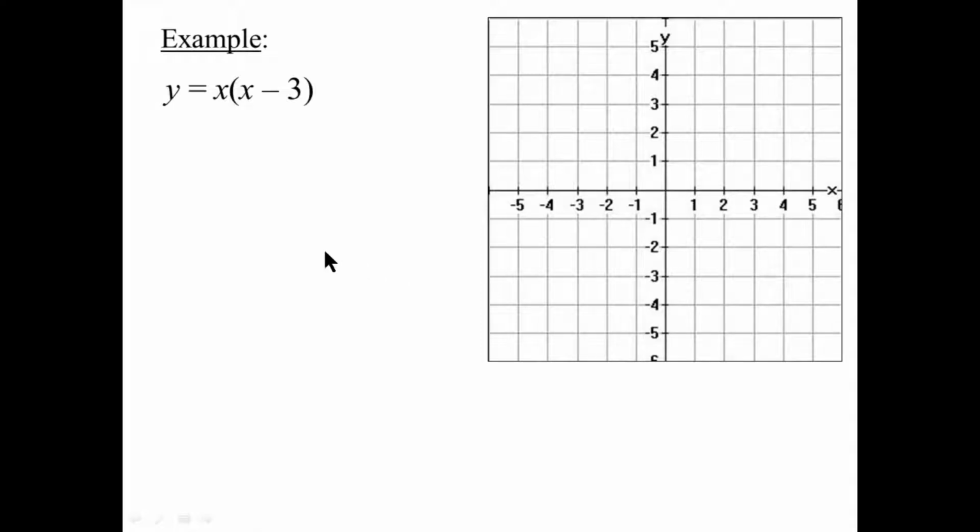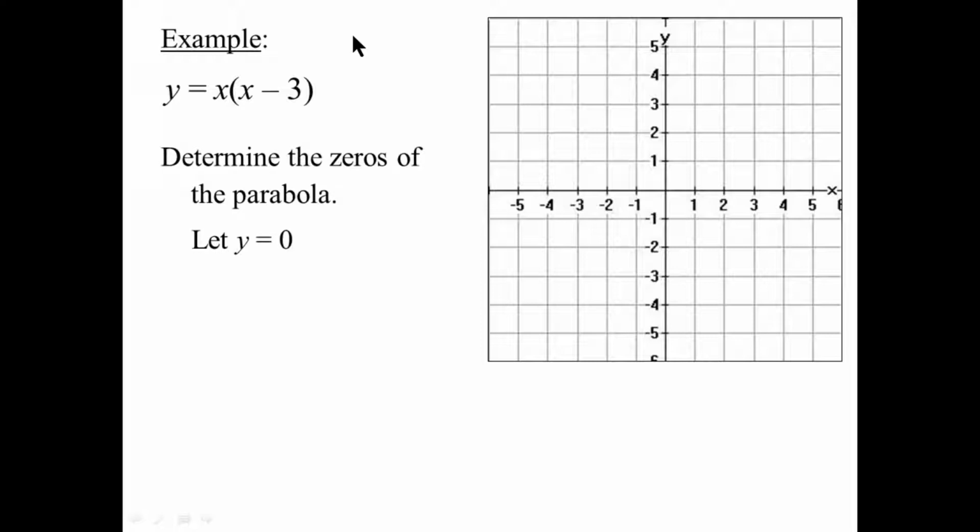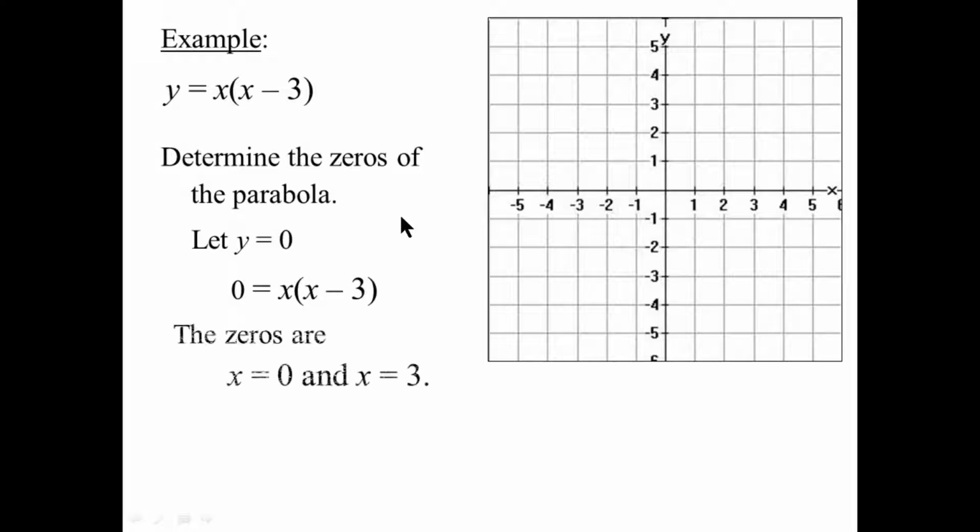Analyzing a different example, this is an example of a parabola, because if I were to multiply these out, it would be x squared minus 3x. So it's a parabola. Determine the zeros. Well, the zeros happen when y equals 0, so set y equal to 0, and state what x is. Well, this is familiar, x is 0 or x is 3. And put them on the grid.